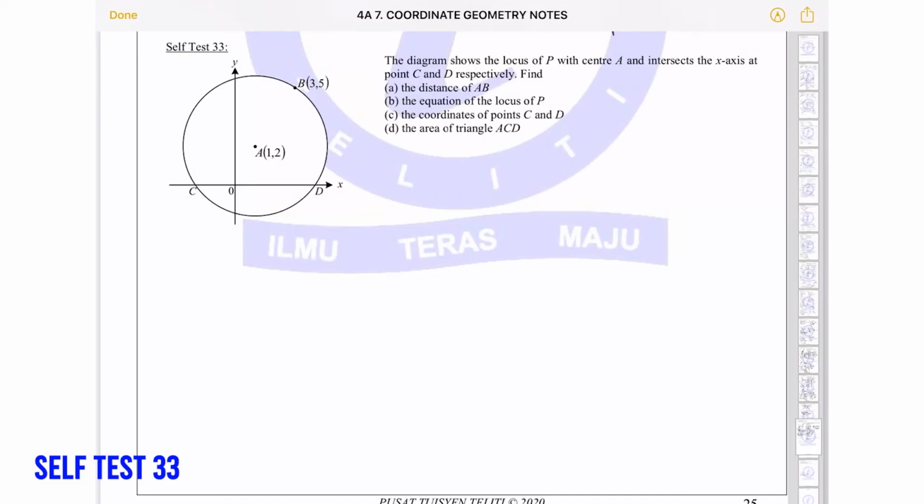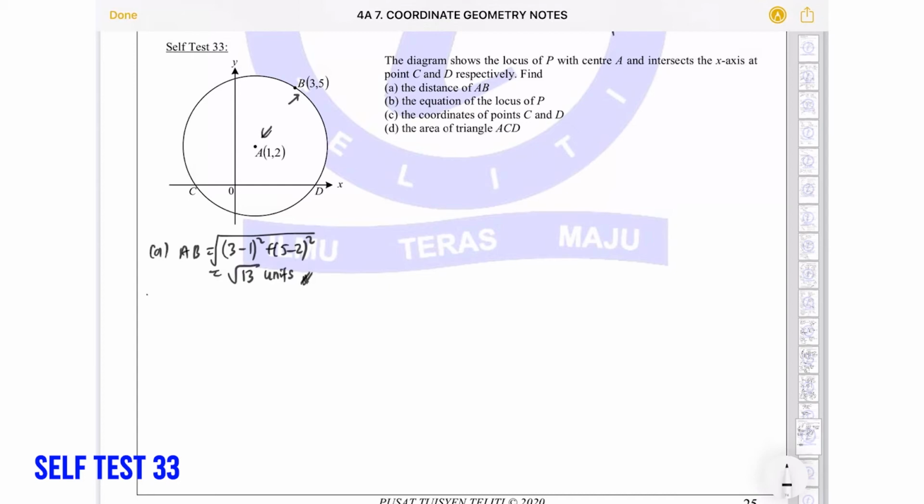Okay, self-test 33. Diagram shows locus of P with center A intersect the x-axis at C and D respectively. Find the distance of AB. Okay, distance AB very simple. We use the formula for distance. AB should be 3 minus 1 square, 5 minus 2 square. Put the square root over 3 square plus 2 square. It's going to be root of 13. I think I'll just leave it as root 13.